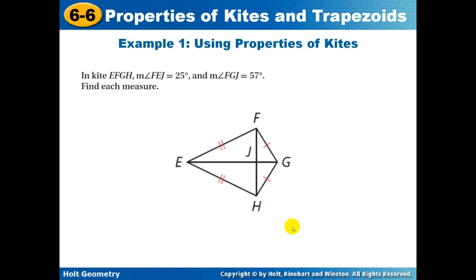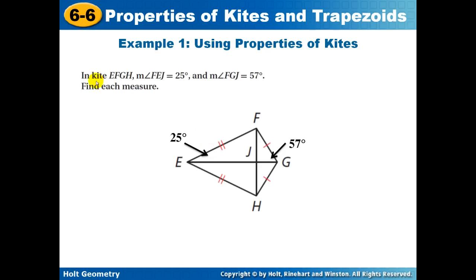Okay, so let's use it real quick. You see this picture on yours. We know that we have kite EFGH. It tells us it's a kite. We're given two angles. We know that FEJ is 25 degrees, and we know that FGJ is 57 degrees. So we're going to go ahead and stick those on our figure first. FEJ down here is 25, and FGJ down here on the right is 57 degrees.